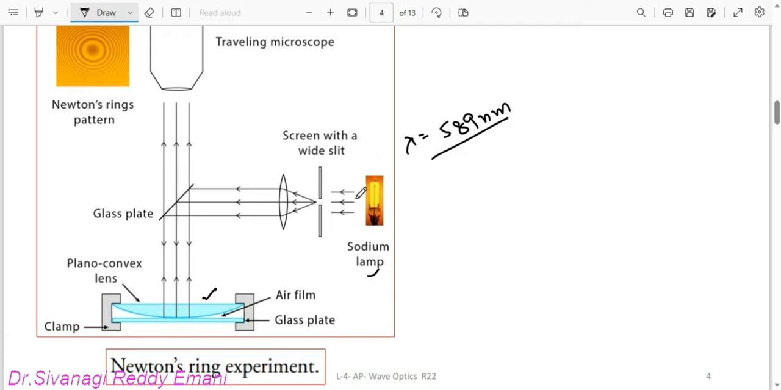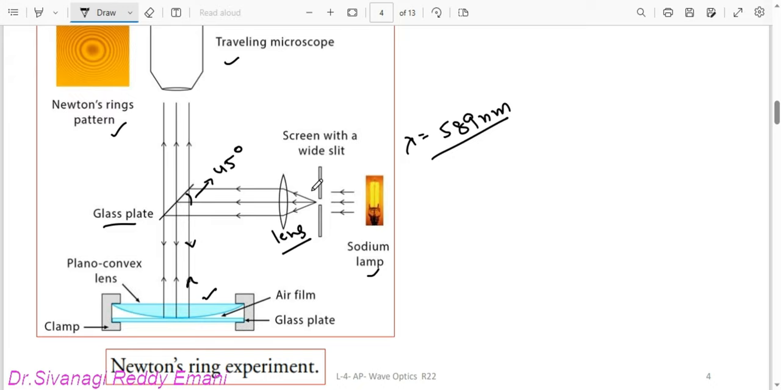If the light rays are coming in a parallel beam, that's okay. They may be coming from a single point; in that scenario, we have to use a lens in order to get a parallel beam. So these rays travel and meet a glass plate which is arranged at 45 degrees to the light rays. Once the light rays reach the glass plate, they get reflected towards the plano-convex lens. Once they fall on the plano-convex lens, they get reflected, and we observe the Newton rings pattern in a traveling microscope. Right, this is the experimental setup.